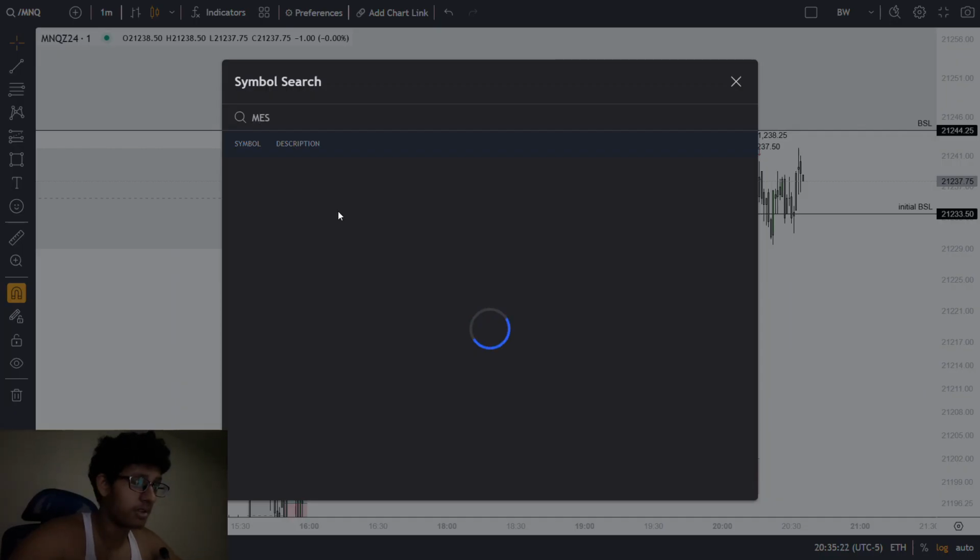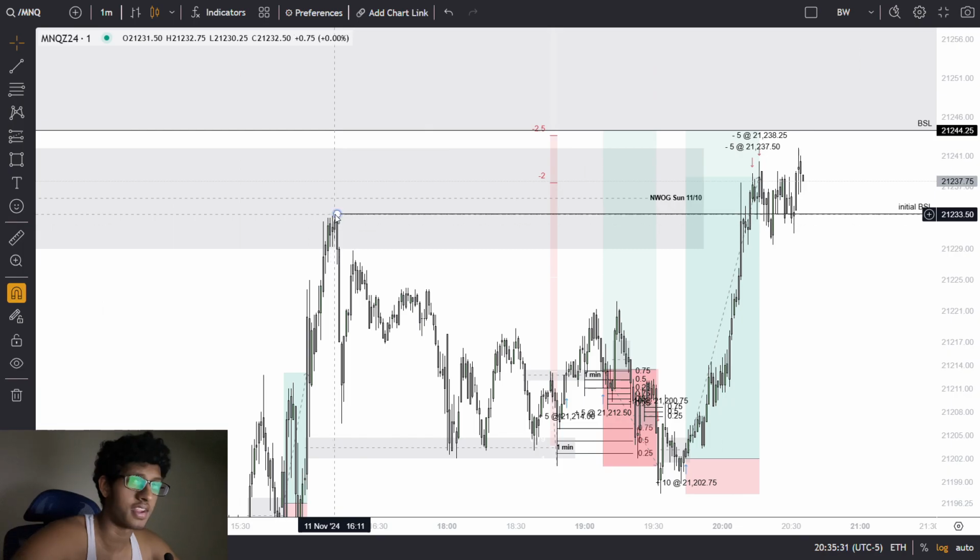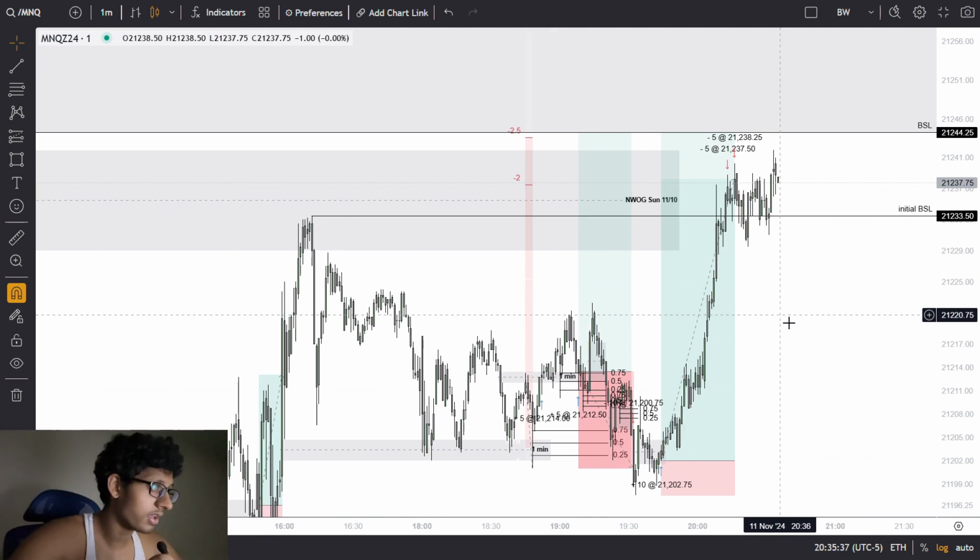So if you can, okay, I guess it's just not going to load. I don't know. Okay, but basically ES just didn't take out that high, so I was even more skeptical of that. Therefore, yeah, Wi-Fi just went out, but thankfully the charts are still loading.